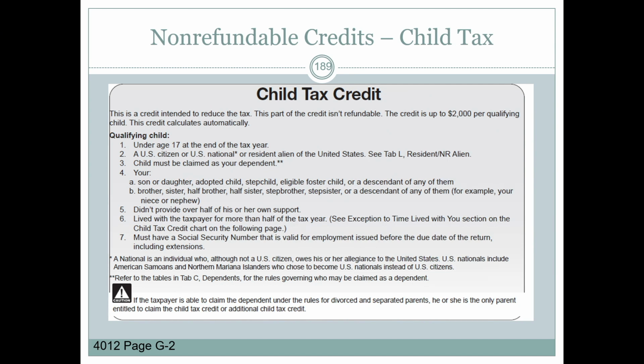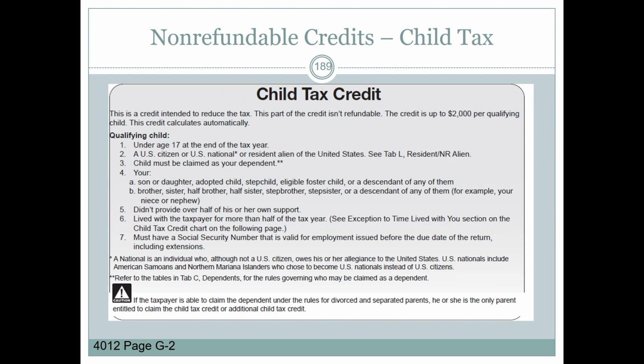The child must have a Social Security number that is valid for employment issued before the due date of the return, including extensions. So taxpayers with a child that does not have a valid Social Security number will not be able to take this credit. The parent would not be able to take this credit. And it gives some definitions of what a national is, and also it refers you to tab C, dependents, for the rules governing who may be claimed as a dependent. And we've already talked about that.